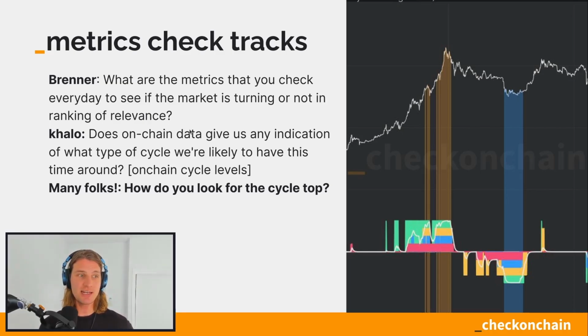Does on-chain data give us any indication of what type of cycle we're likely to have this time around? We've kind of touched on this, but I want to show you one more metric on this. And then we'll do the question that I got the most, which is pretty obvious, and I'm sure I'll get it again: how do I look for the cycle top? So I'll talk through some of those dynamics.